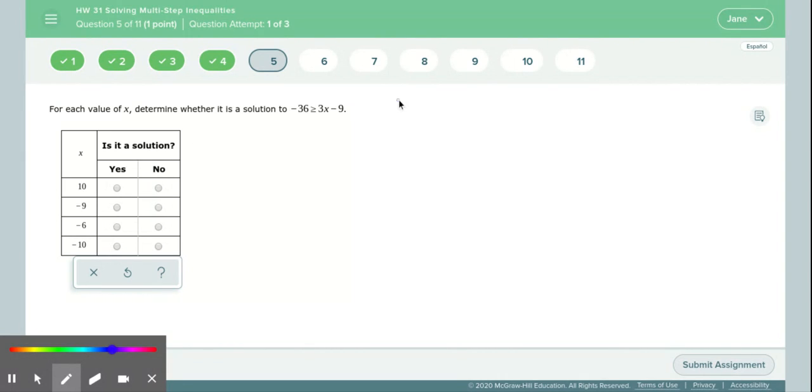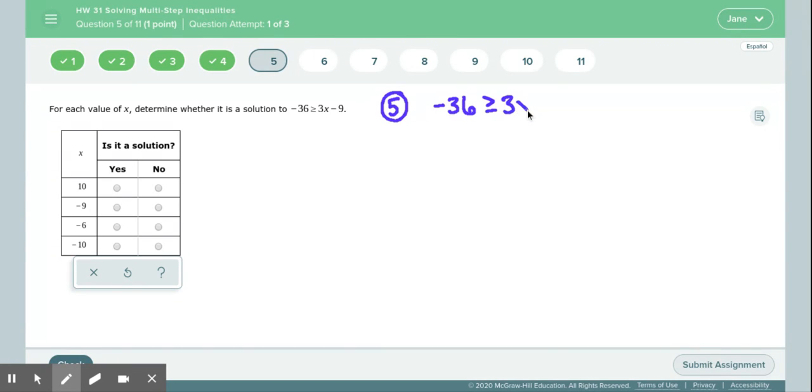For question number 5, it is similar to question number 1, but this time the inequality is a little more complicated. This is a multi-step inequality. All right, but what I'm going to do is replace my value of x with whatever values they give me over here. So I'm going to rewrite my inequality. So -36 is greater than or equal to 3, but instead of writing x, I'm going to substitute in these values over here. So for this one, I would come up with 3, and then in parentheses, I'll put 10, and then -9. And then I'll evaluate.